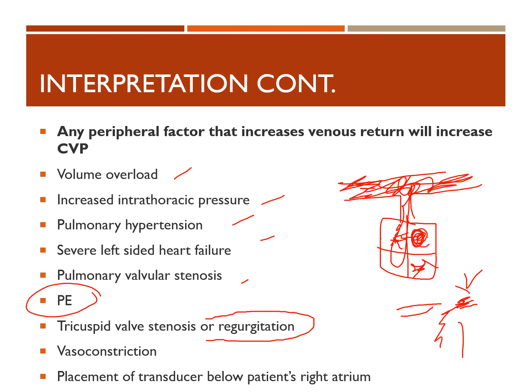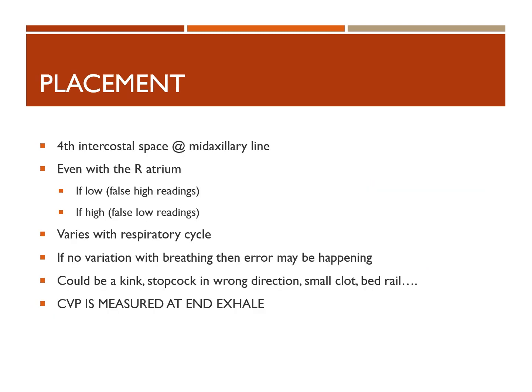It's not what actually is going on. It's because we moved the transducer. So placement should be in the fourth intercostal, mid-axillary, even with the right atrium. So we want to make sure we line it up. So this is the proper placement.